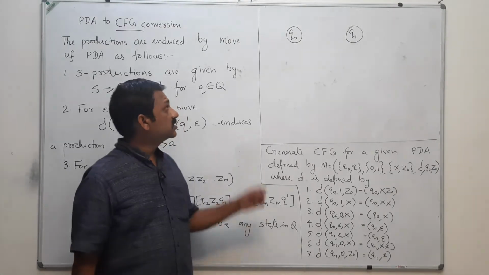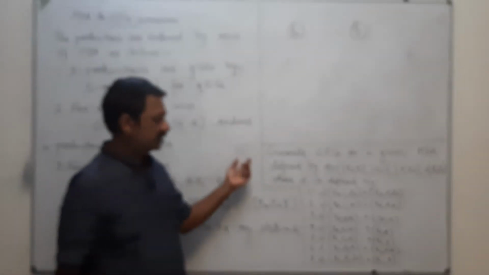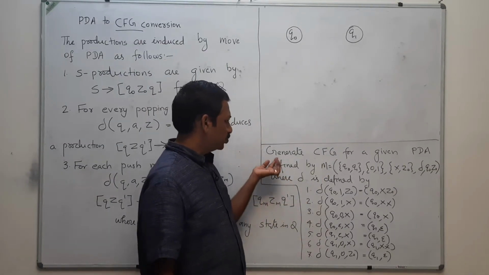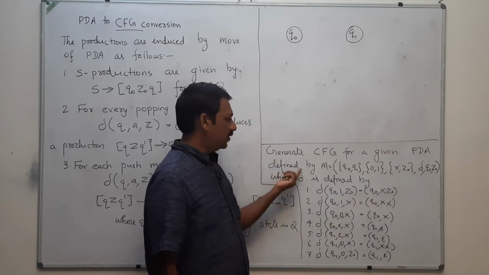Today we are going to discuss PDA to CFG conversion. The moves of a push-down automaton are represented by this. This is a question: generate a context-free grammar for a given PDA defined by M equal to.